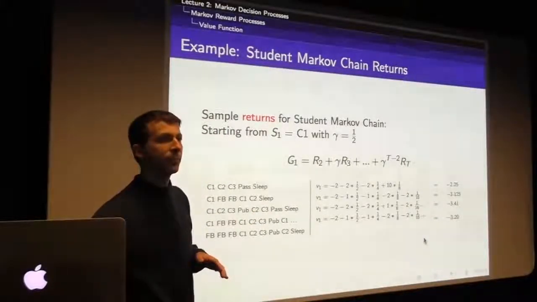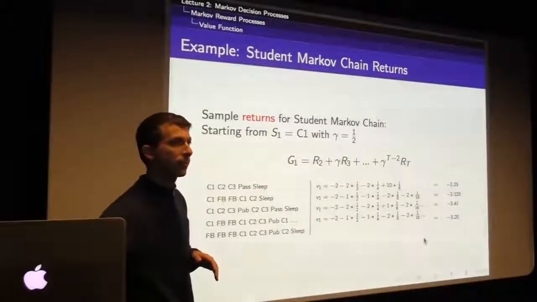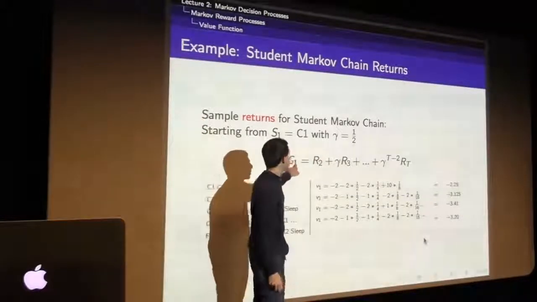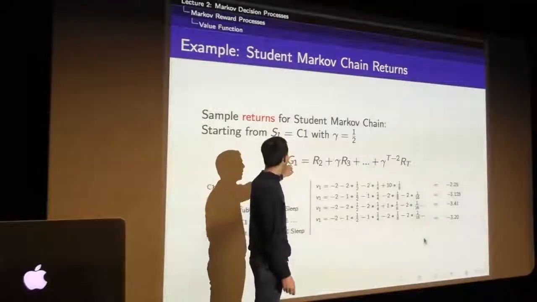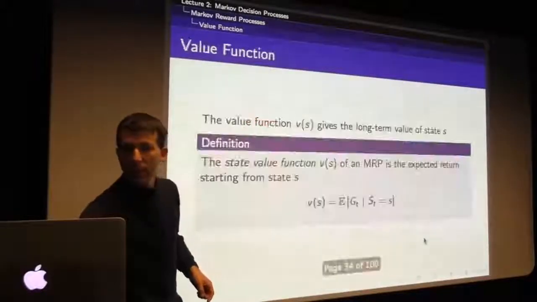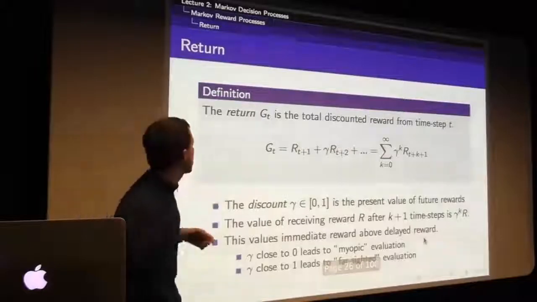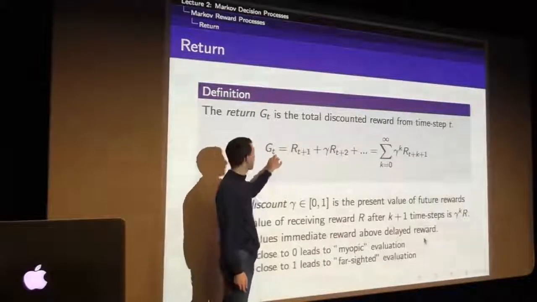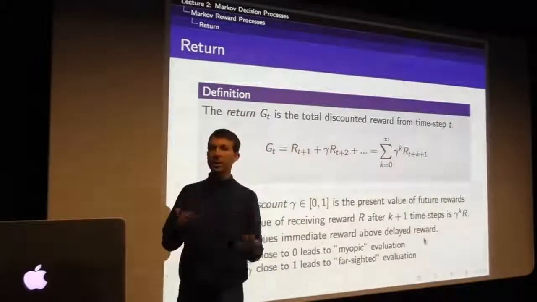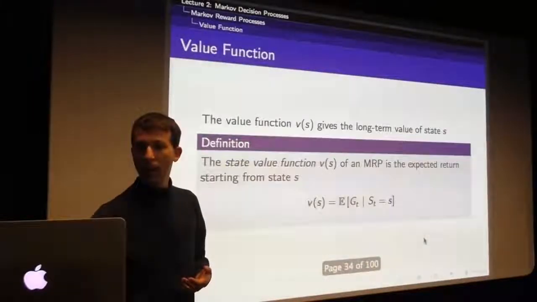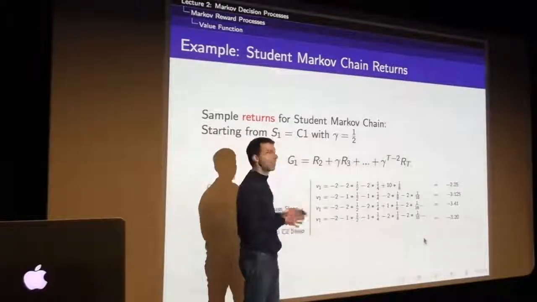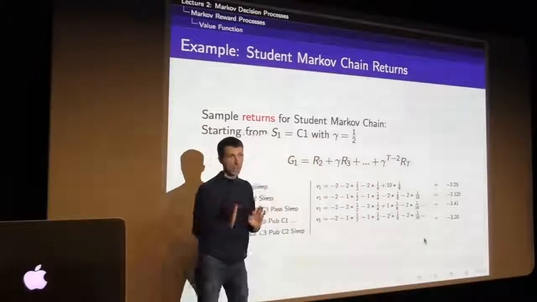Okay, is that clear? So why are we starting G1, does G1 indicate that we start from state 1, like say class 1? No, these subscripts are time steps. If we go back to the definition of return, the return starting at time step t is the rewards from that time step onwards. So now we're considering a bunch of different returns. We are also starting from S1 equals C1 in this case, but the subscripts are time steps.